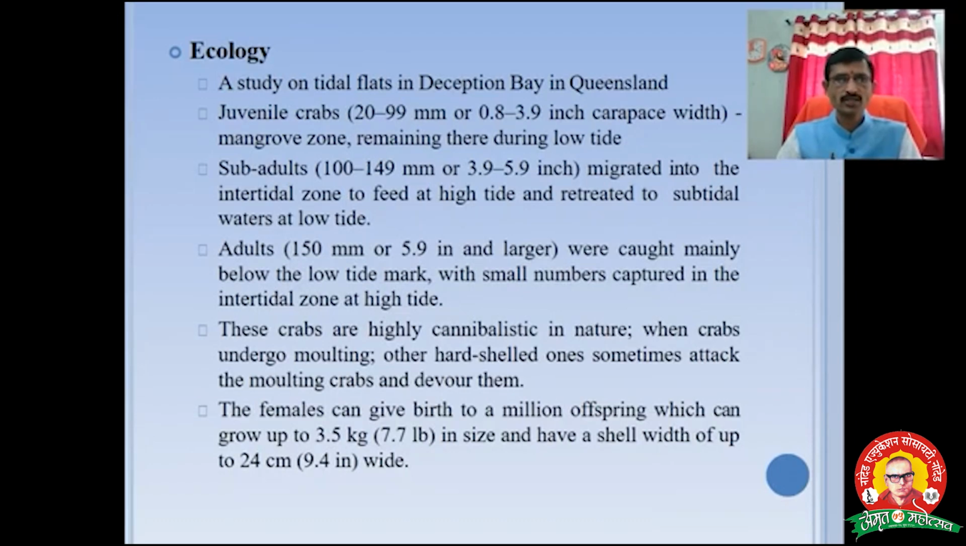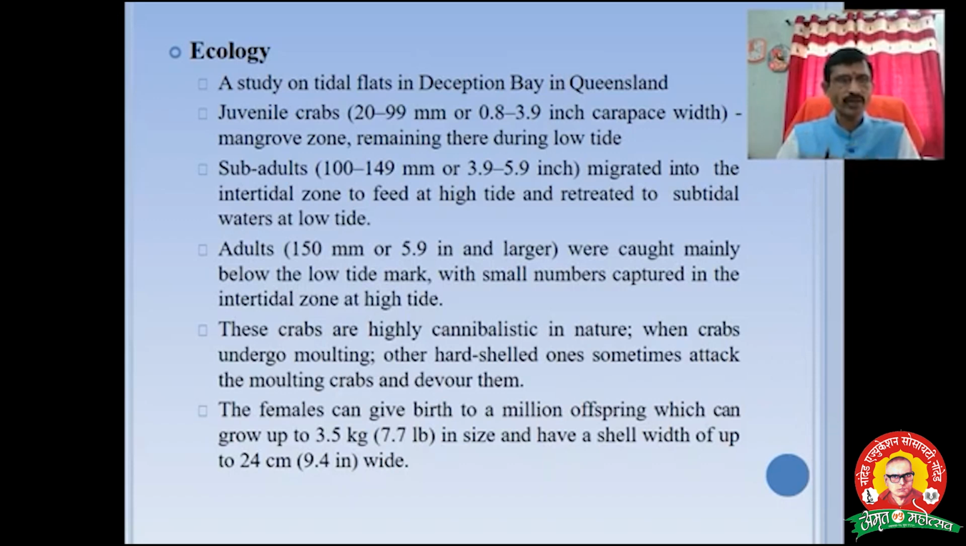Next aspect, that is the ecology of crab. A study on tidal flat of Julian crab: when the size is 20 to 99 mm or 0.8 to 3.9 inches, it grows in the mangroves zone during the low tide. Sea water has the low tide and high tide. In the flood, maybe possibility that time the high tide. Then the water is stagnant, that time the low tide.